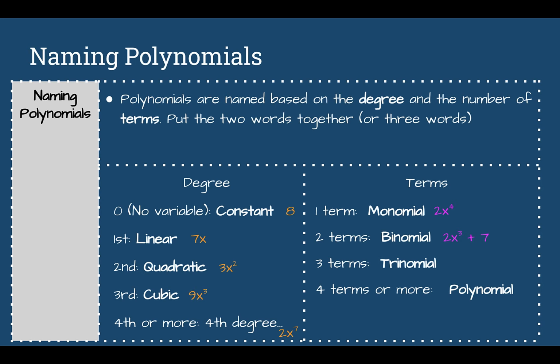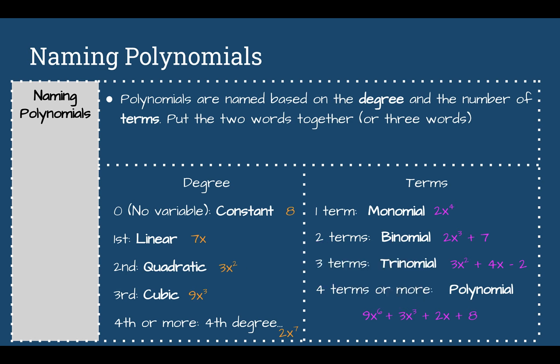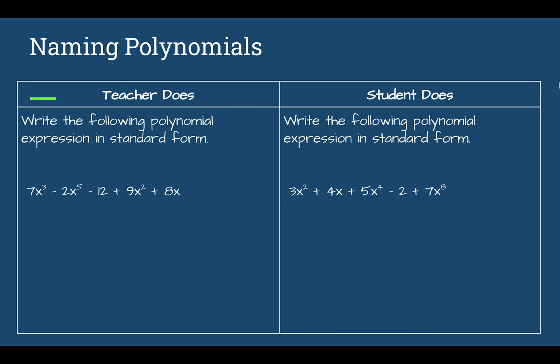3, a trinomial. So here we have 3 terms. This is a trinomial, like tricycle. Tri, T-R-I, means 3. And then again, mathematicians got lazy, so 4 or more, they just decided to call it a polynomial. So here we have 4 terms. It is a polynomial. We'll look at naming them officially when we get to some of the examples later on. Let's look at a couple examples.